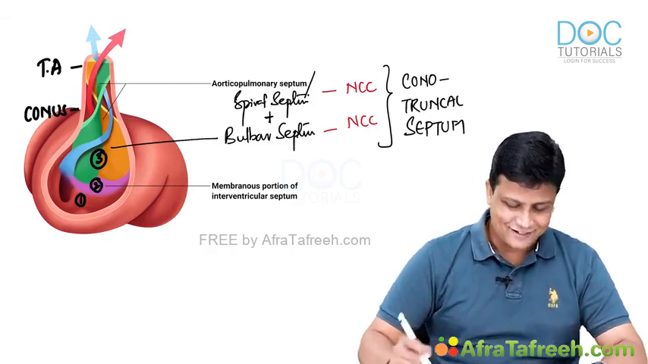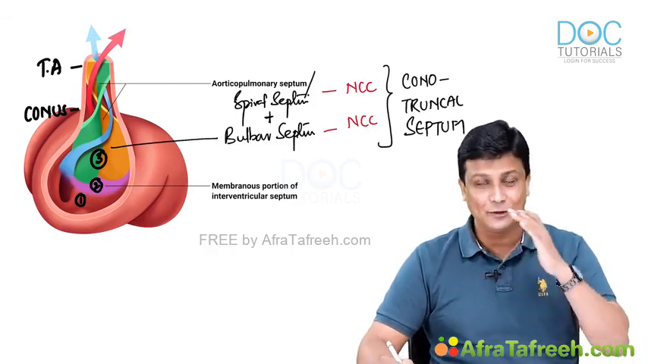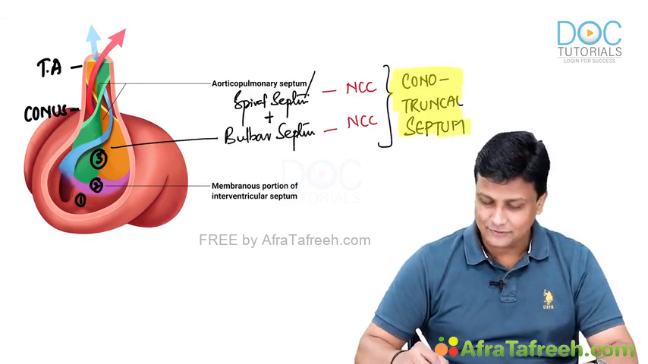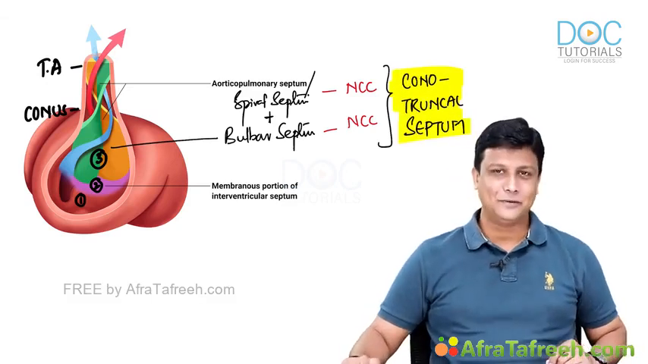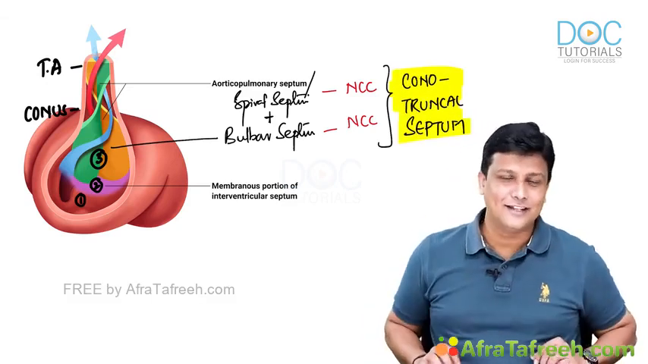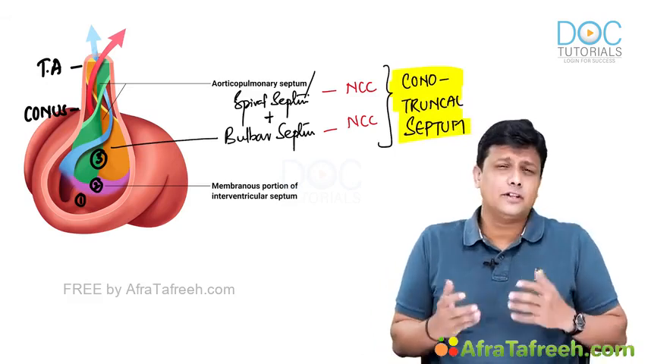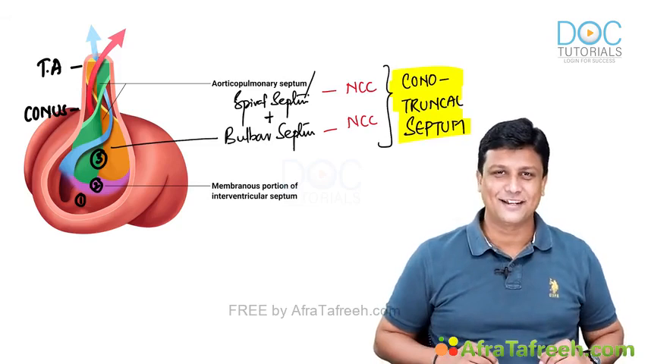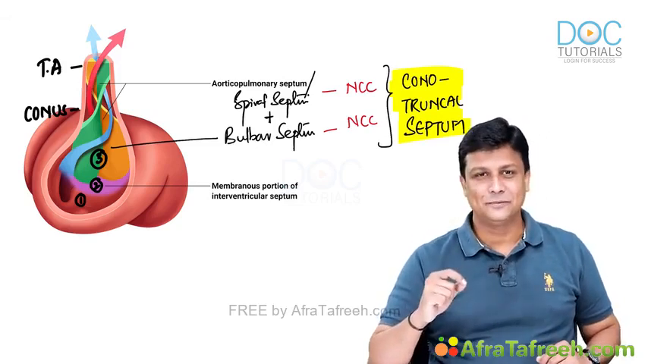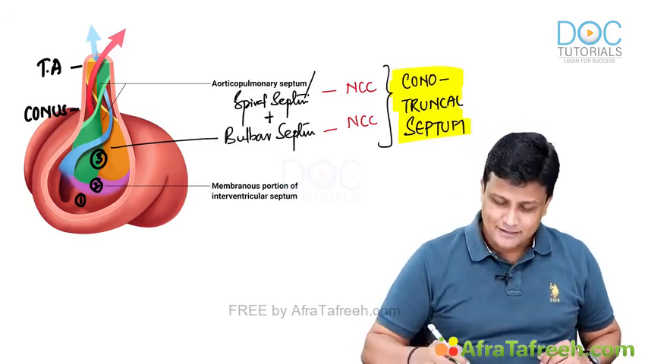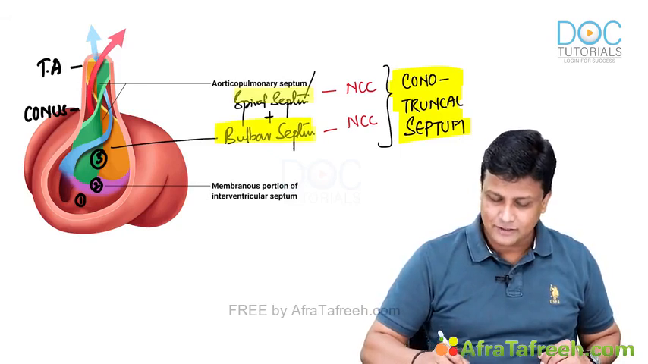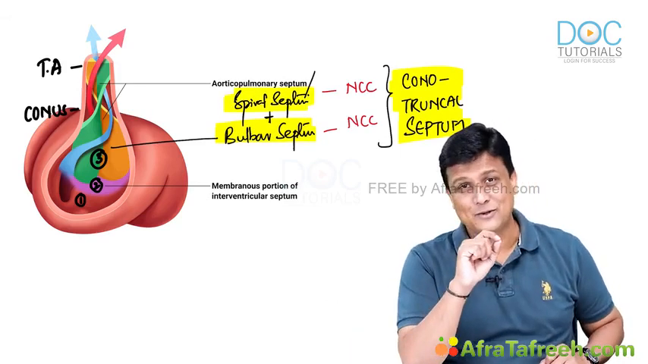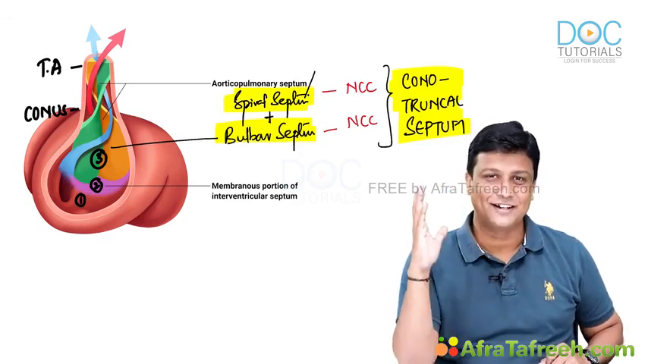It is referred to as conotruncal septum. Why? Because it is the conus and the truncus part where you have the septum in a continuation, guys. So therefore, there is a beautiful name given there. It's conotruncal septum, and that was actually asked in the exam. Conotruncal septum is derived from where? And again, your answer has to be neural crest cells only. Conotruncal septum is nothing but bulbar septum plus spiral septum, and even that is also derived from where only? Even the conotruncal septum is also derived from neural crest cells only.